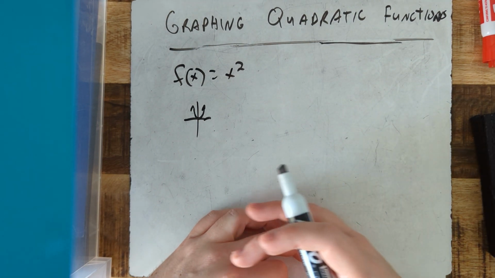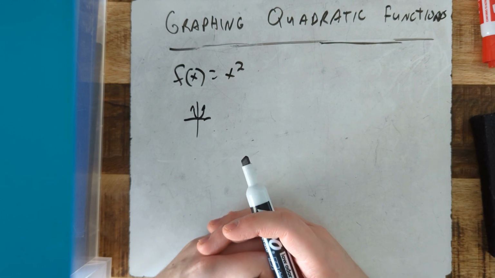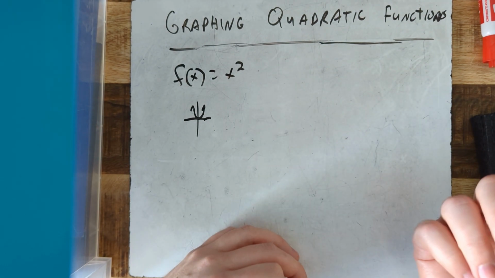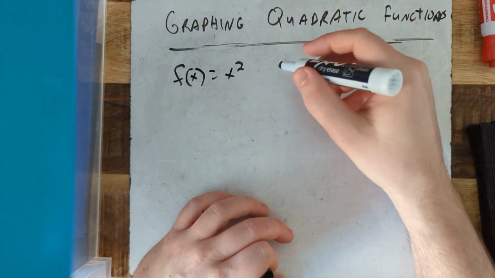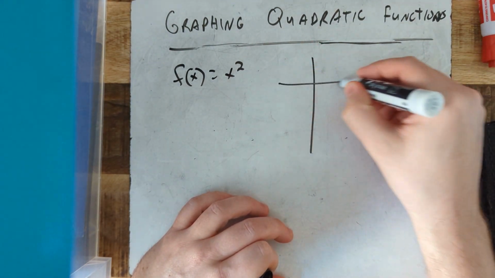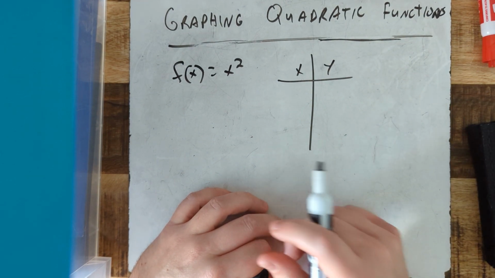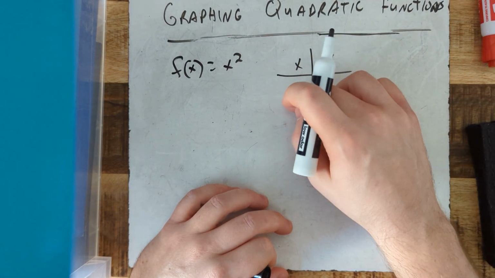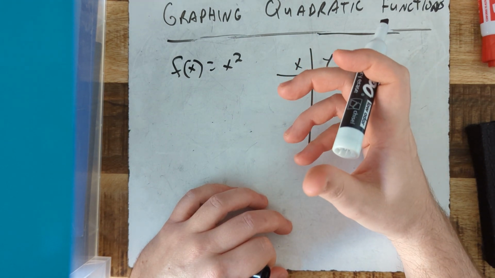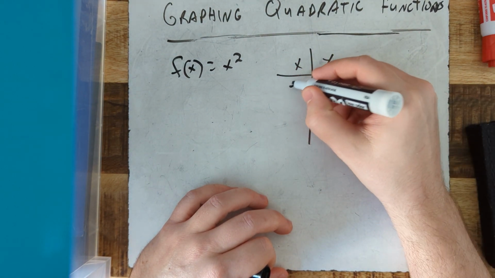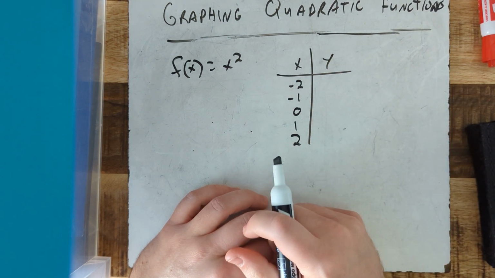But we need to figure out where we're going to plot our points on the graph. And to do that, we need to make a t-chart with x and y. So let's go ahead and do that. So we have a t, we have x on this side, and y on this side. Anytime you write your x's down, you're going to use the same numbers each time for your parent function. We're going to use -2, -1, 0, 1, and 2.